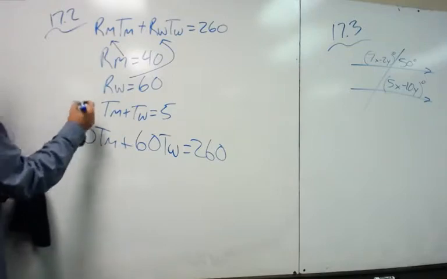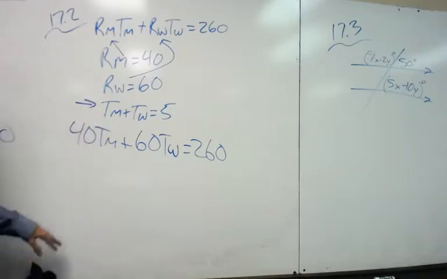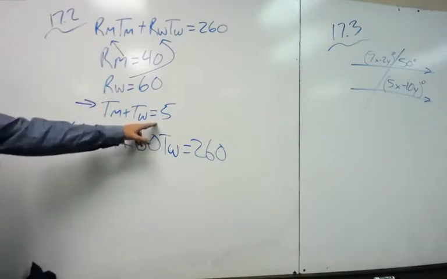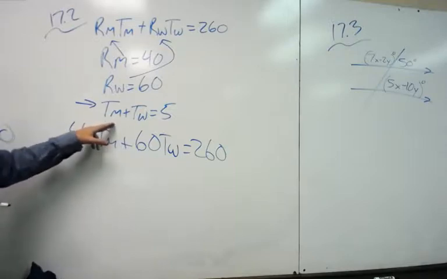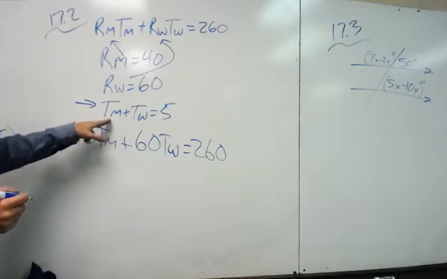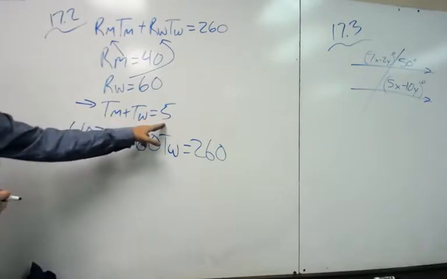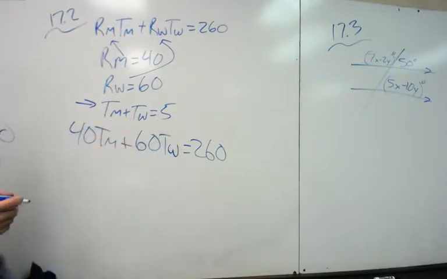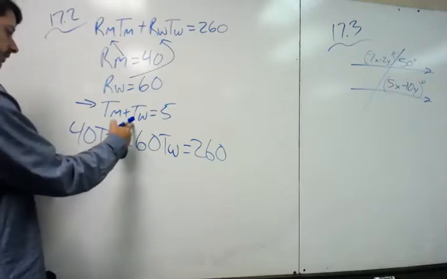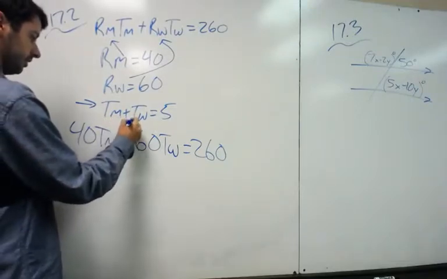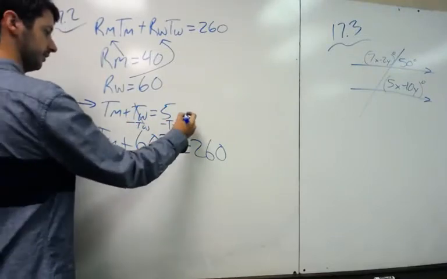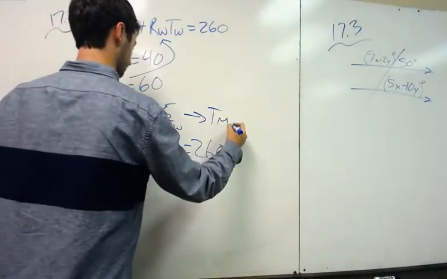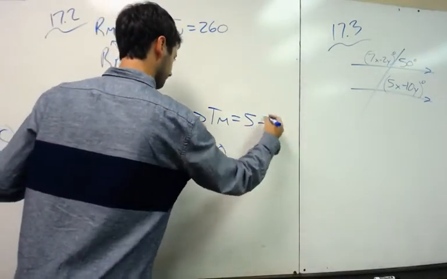But let's look at this one right here. We got Tm plus Tw equals 5. We haven't really used this yet. How could we use this? Well, what we can do is substitution. So what that means is we're going to isolate either Tm or Tw. Right now the 5 is isolated. We want to isolate Tm or Tw to be able to solve. So say I isolate Tm. That means I would subtract Tw to both sides, and that would be Tm equals 5 minus Tw.